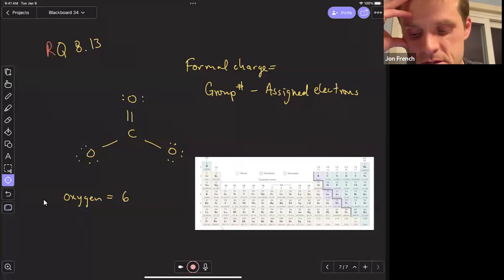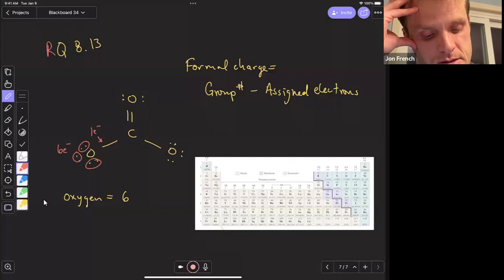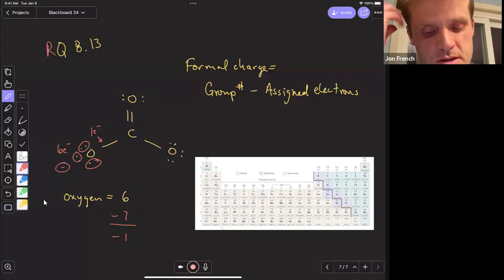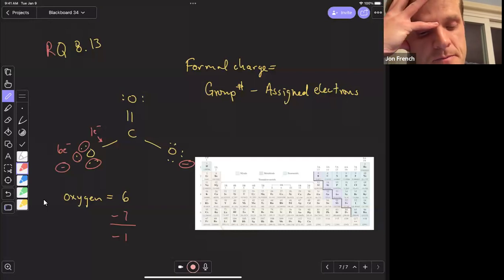So oxygen is over here. It's group 6. So for this oxygen down here, I've got 1, 2, 3, 4, 5, 6 non-bonding electrons. And then I've got 1 electron in this carbon-oxygen bond. So I've got 7 electrons assigned, 6 minus 7. It's not rocket science. We're going to have a -1 charge on this oxygen. We're going to have a -1 charge on this oxygen as well, because it also has 6 valence electrons and 1 bonding electron.